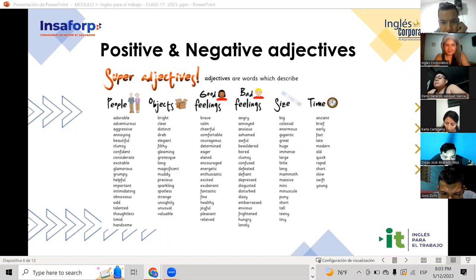Confused. ¿Cuál es la diferencia de confused y bewildered? En realidad son similares. Usted puede utilizar una o la otra para expresar que se siente así. Confused, okay. Or bewildered. Okay. Defeat. Si se siente que usted pierde, that is defeat. Okay, depressed. Oh, no, no vamos ahí.